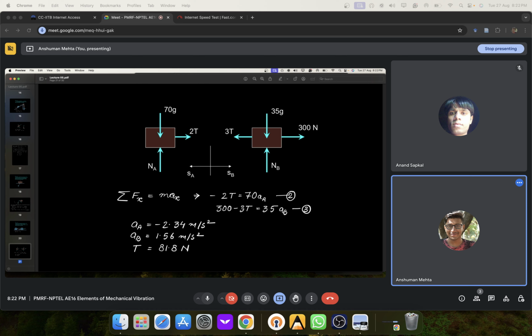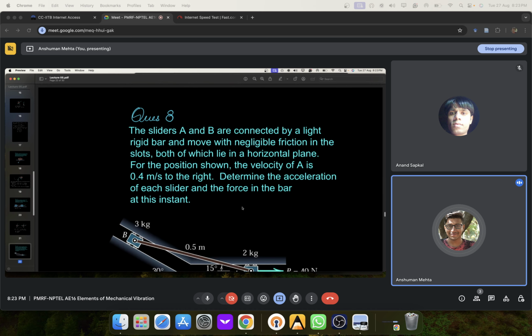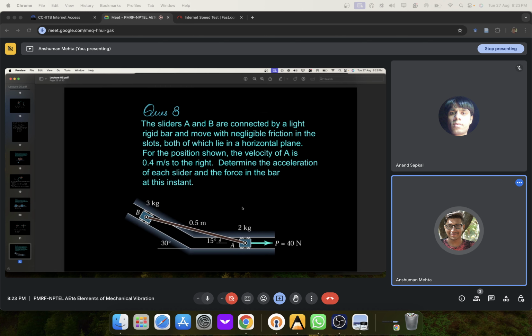Now solving for question number 8, I think. Question number 8, what does it say? We have these sliders A and B, which are connected by a light rigid bar and move with negligible friction in the slot. Both of which lie in the horizontal plane, and for the position shown in this question, the velocity of A is 0.4 meter per second to the right. Now determine the acceleration of each slider and the force in the bar at this instant. So we will be needing FBD. So here are those FBDs.